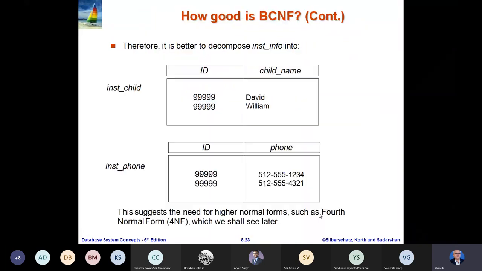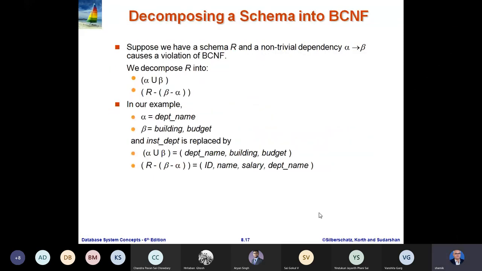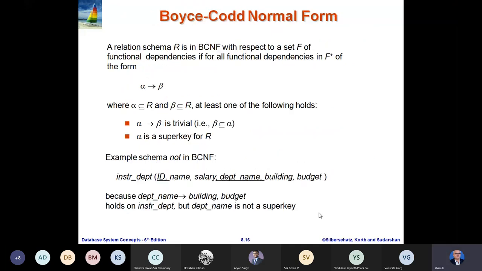And why are we talking about it? Because for BCNF we say that a relation schema R is in BCNF with respect to a set F of functional dependencies if, for all functional dependencies in F plus of the form alpha to beta, either of these two conditions needs to be satisfied. So that means that for doing anything with BCNF, we first have to get the closure F plus of the given set of functional dependencies F.